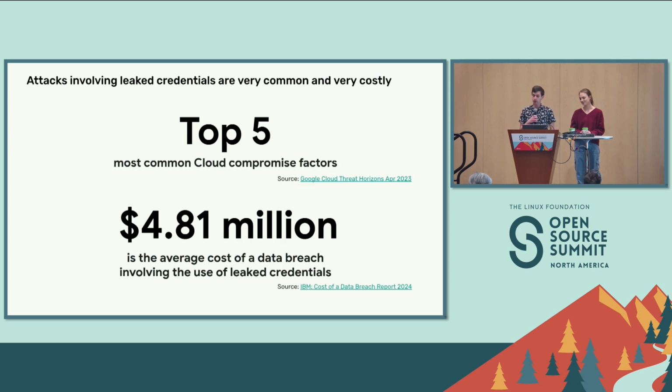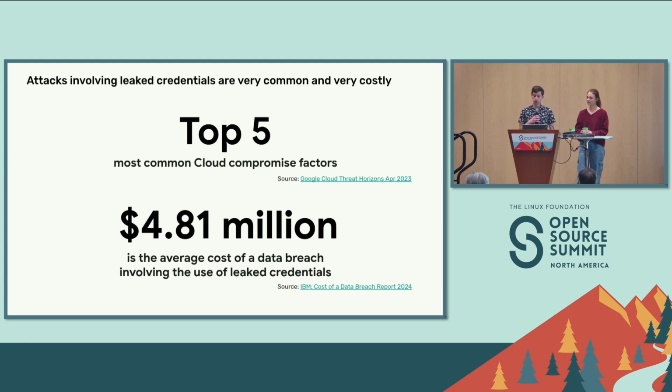However, according to a Google Cloud Threat Horizons report, leaked credentials are one of the top 5 most common cloud compromise factors. Not only are they more common than you might expect, they are extremely costly, with a report by IBM revealing that compromised credentials account for an average of $4.81 million per breach and rank among the 4 costliest incident types. Attacks involving leaked credentials also take longer to identify than other types of attacks because defenders need to distinguish between legitimate and malicious user activity on the network.